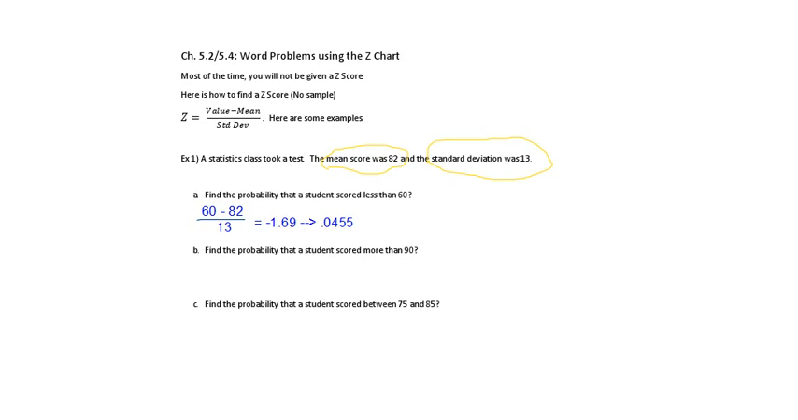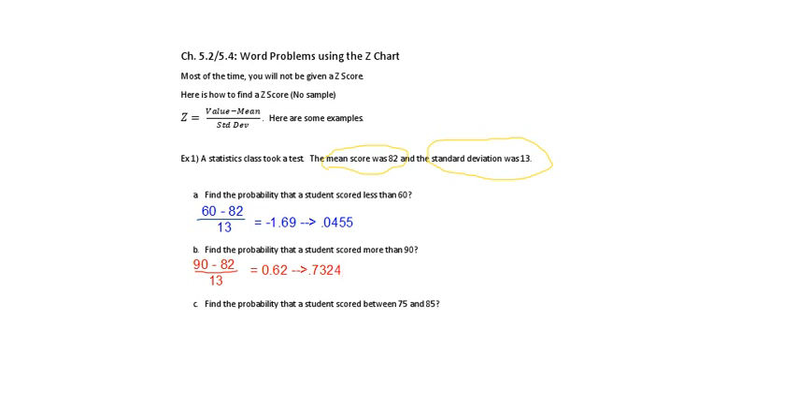All right, part B. Find the probability that a student scored more than 90. So this time the value is 90. So we will do 90 minus 82 divided by 13. If we put that in the calculator, our z-score is going to equal 0.62. Then if you look up 0.62 on our chart, we get 0.7324.